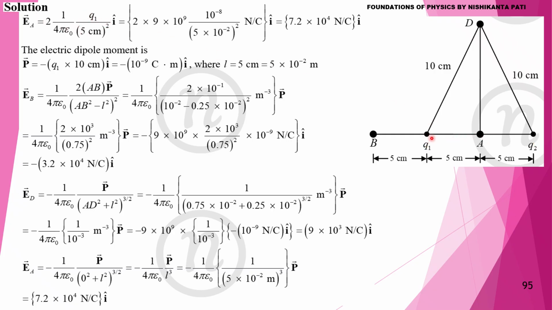Q1 is positive charge, Q2 is negative charge. So the dipole moment is this way. This is the dipole moment. The electric field at B is this. The electric field at D is this. The electric field at A also we can find by putting this to be 0. So this answer will match with this.